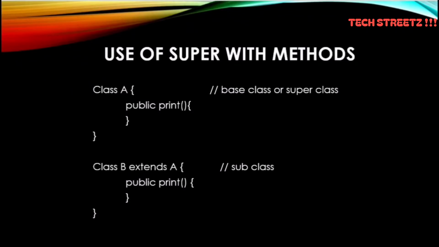Use super with the methods. This is used when we want to call a parent class method. So whenever a parent and child class have the same name methods, then to resolve the ambiguity, we use the super keyword.